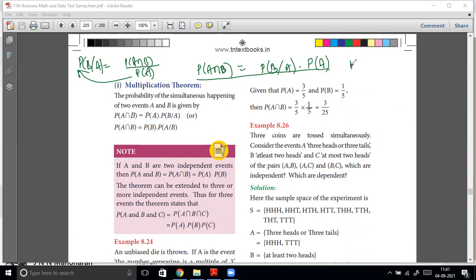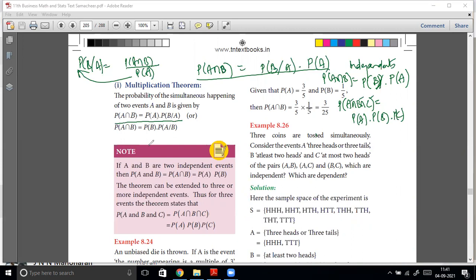Where the events are independent, what happens? If the events are independent, then P of B is not at all conditional upon A. So you have to remove that. P of A intersection B is equal to P of B into P of A. In the same way, P of A intersection B intersection C is equal to P of A into P of B into P of C. This is for A, B, C independent events. If they are dependent events, then the earlier formula is the correct one.